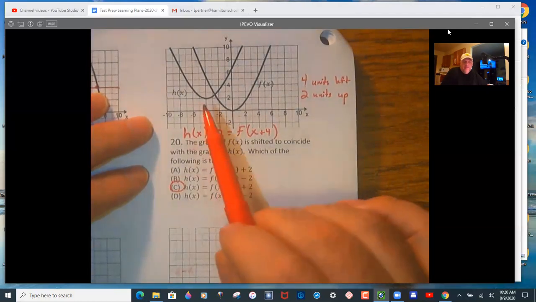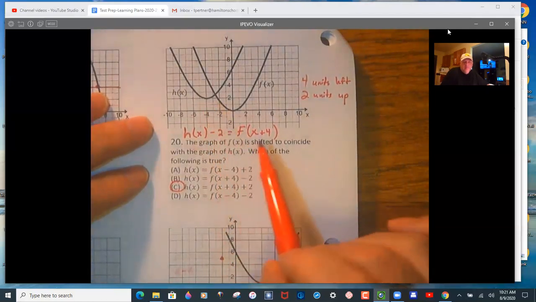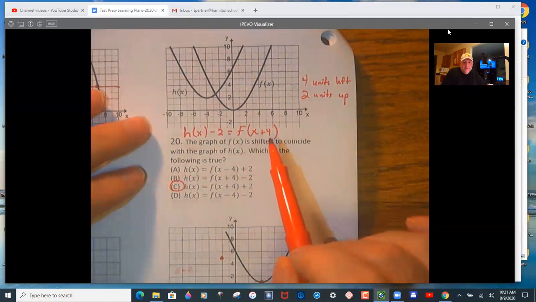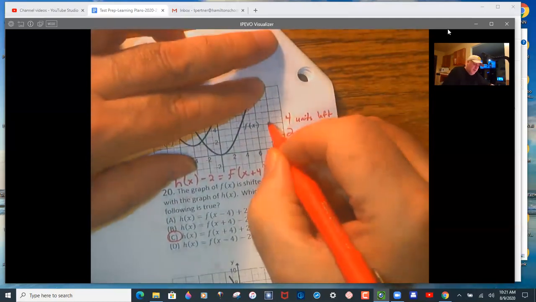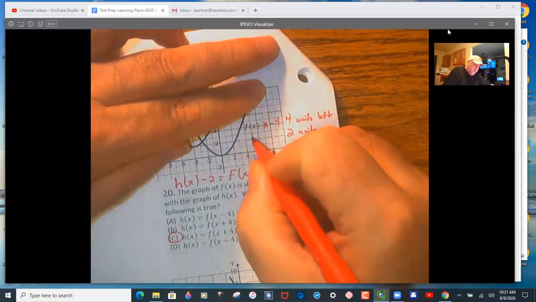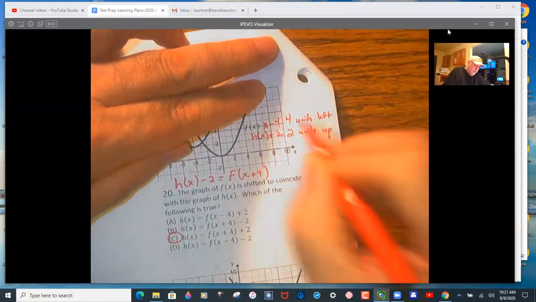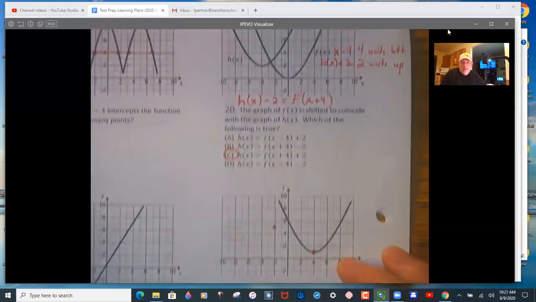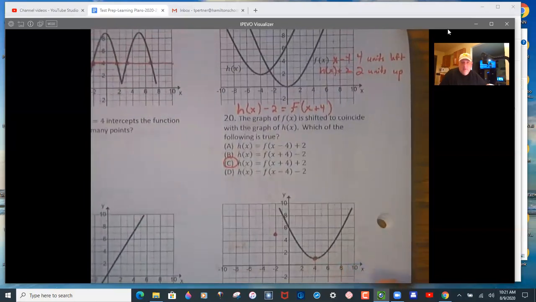So 4 units left, 2 units up. Now you replace with the opposite from 4 units left and 2 units up. So 4 units left is x minus 4. 2 units up is h of x plus 2. So we're going to do the opposite of that. Replace with x plus 4 and h of x minus 2.